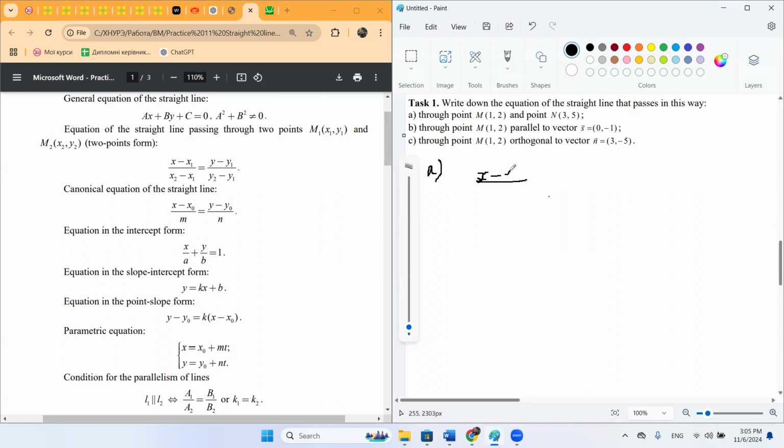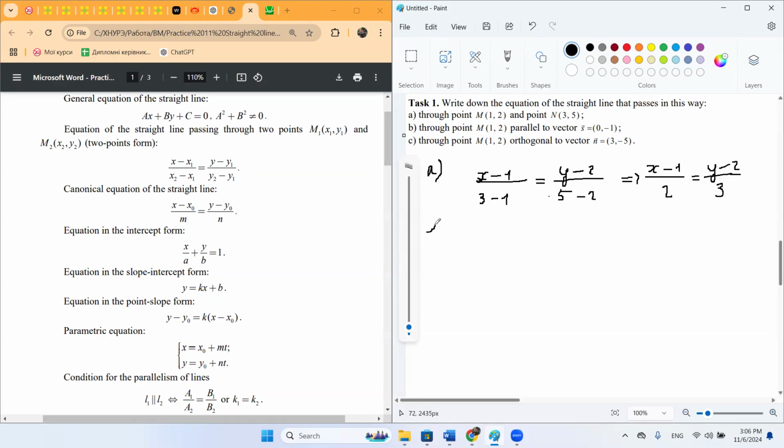x minus 1 divided by 3 minus 1 equals y minus 2 divided by 5 minus 2. And if we rewrite it, we will get the canonical equation. So if we reduce it, simplifying, this is the canonical equation.